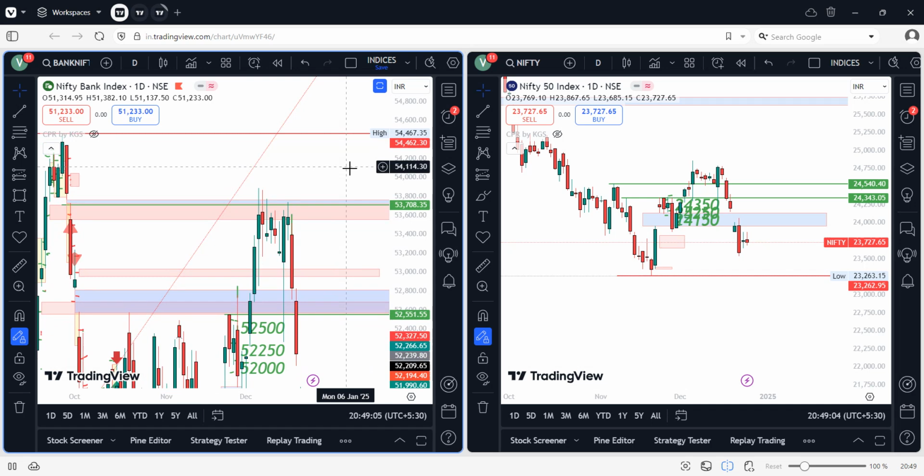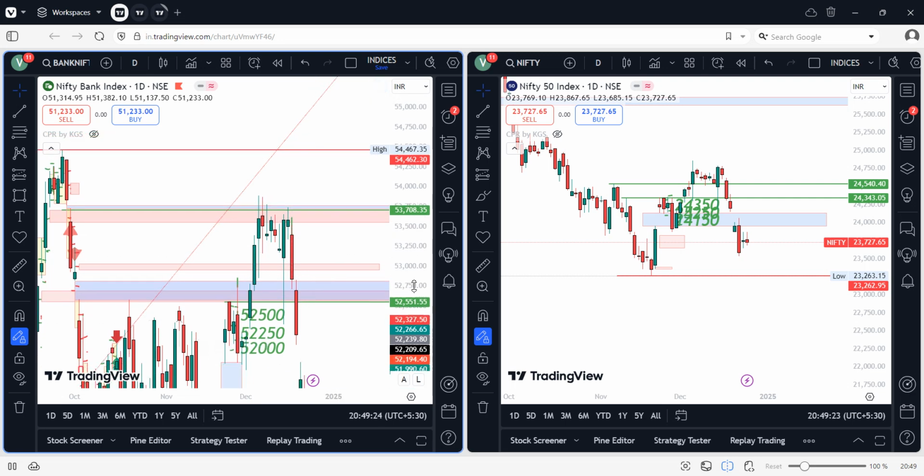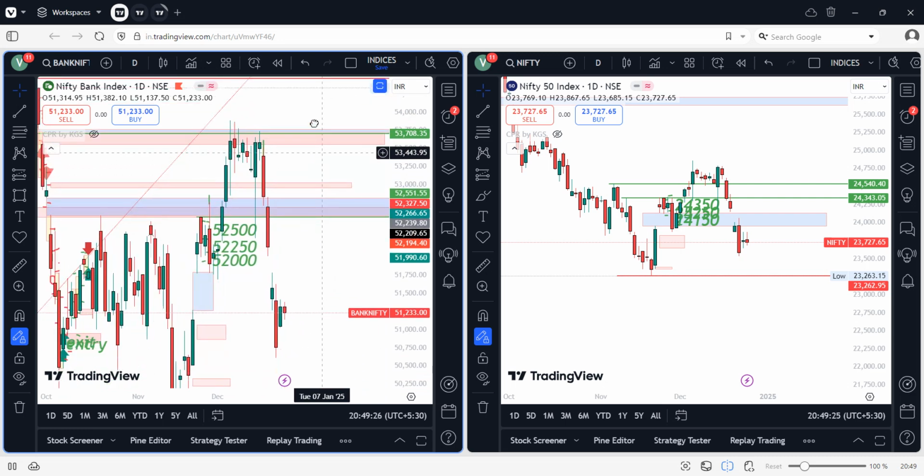Power of confluence in the sense one, two or more things pushing the price in one direction. Here the power of confluence is the gap border and the virgin CPR. So all these things are pushing the price downwards like this. I hope you understand the importance of gap borders.